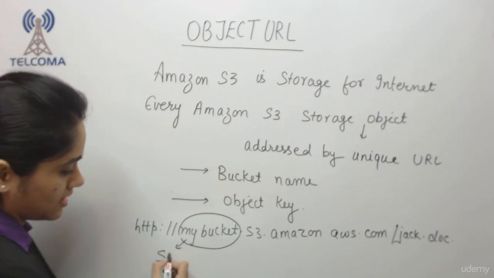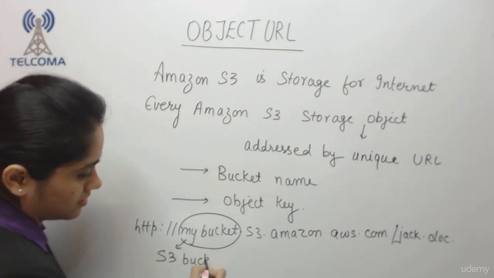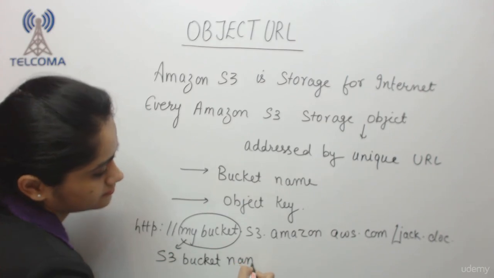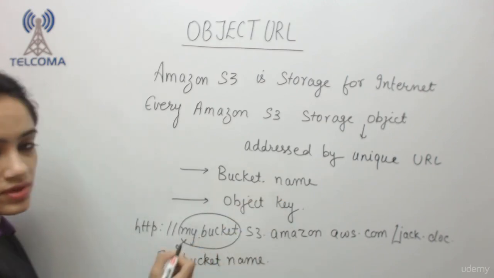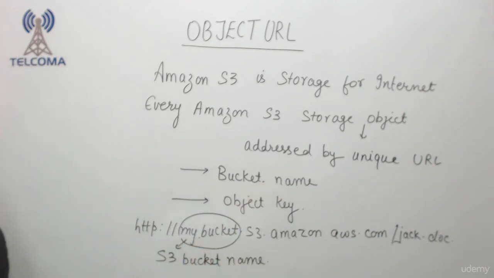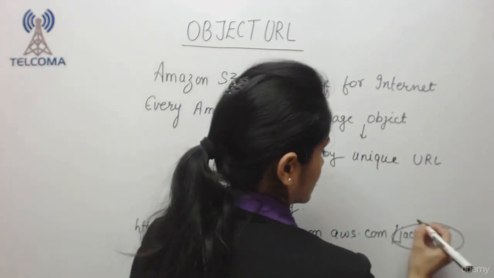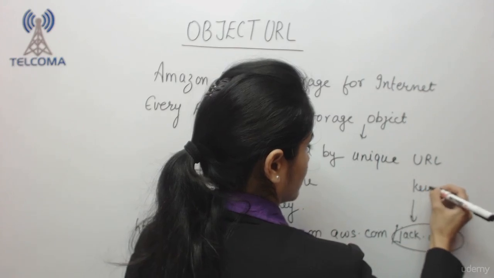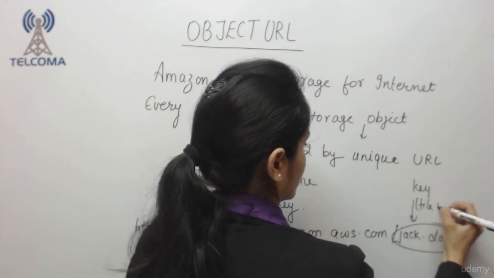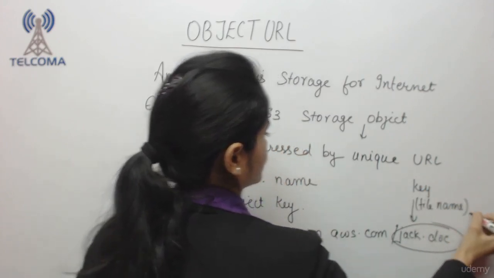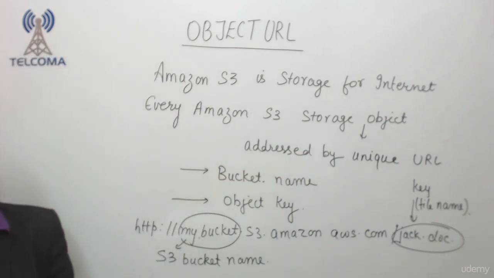This is my S3 bucket name. So we require the bucket name. So here we have a bucket name, mybucket. Now jack.doc is the key, which we call the file name. So this is the object URL.